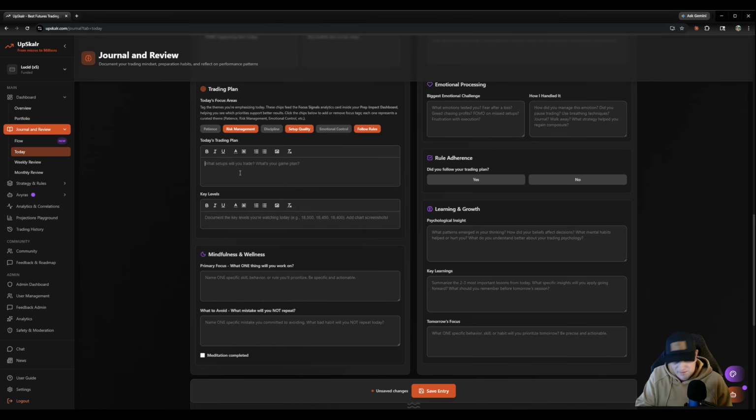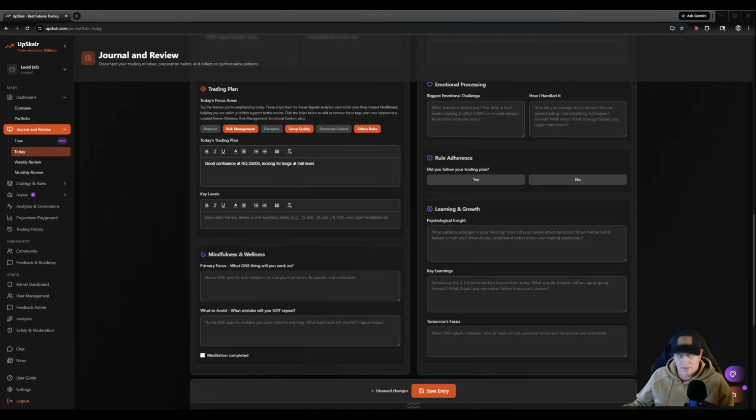Today's trading plan, I haven't looked at the charts pre-meeting or pre-recording this video, but let's just say good confluence at NQ 25,000, looking for longs at that level, right? And in here you can paste in screenshots. So let's just say you have a chart that you want to. I'll just real quick grab one so you can see it.